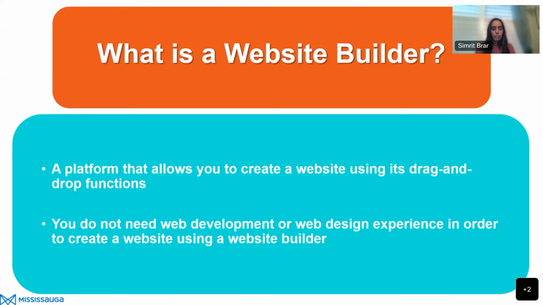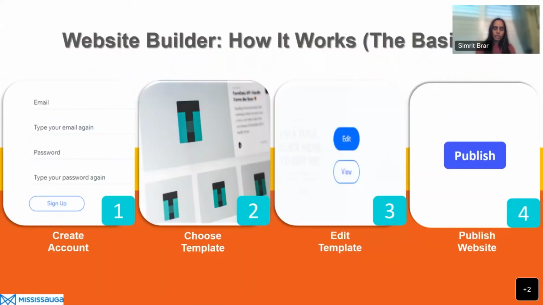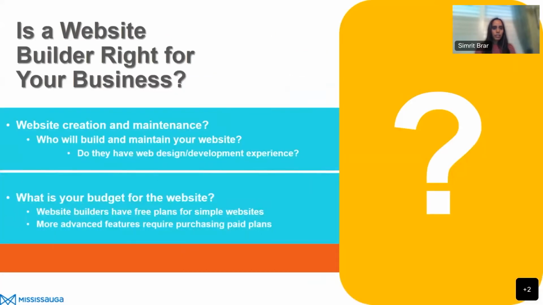Websites can often be built on these platforms in four easy steps. The first would be to create an account on a website builder of your choice. Then you choose a template that fits the type of website that you want to build. And then you would edit the template to include the business content on the website. Once you're happy with how your website looks, you may publish.